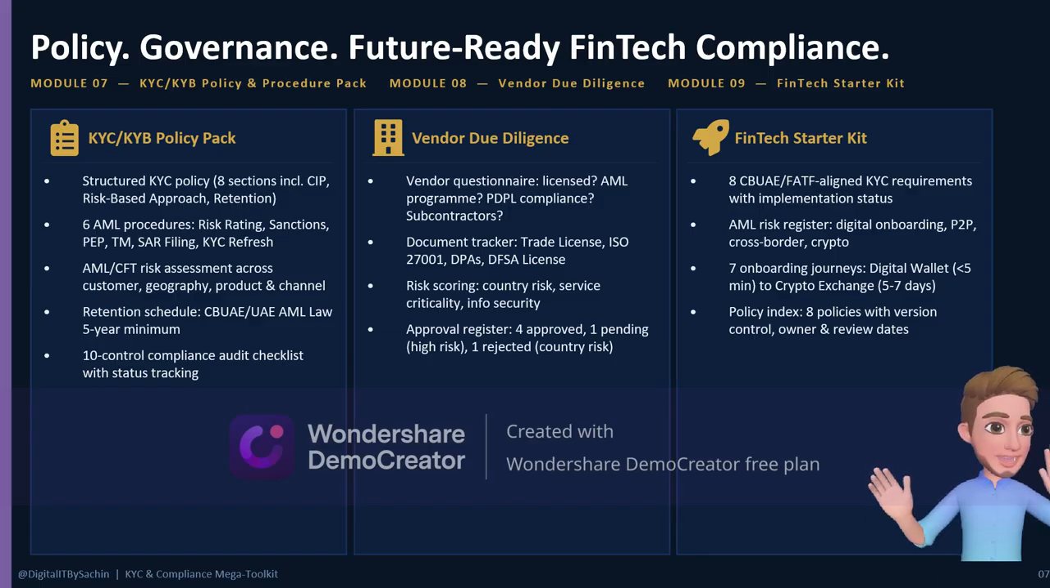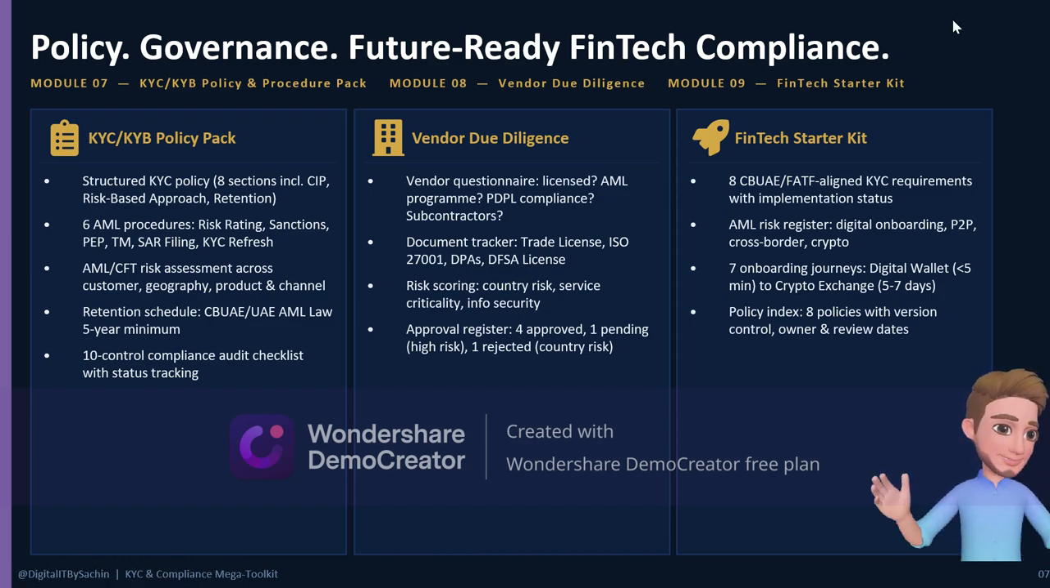Now, Modules 7, 8, and 9 are the institutional backbone of the toolkit. Module 7 gives you the full policy and procedure pack, everything from a structured KYC policy template to an AML CFT institutional risk assessment and an internal audit checklist. If a regulator walks in tomorrow, you have documented controls ready. Module 8 covers the vendor due diligence because third party risk is increasingly a regulatory focus.